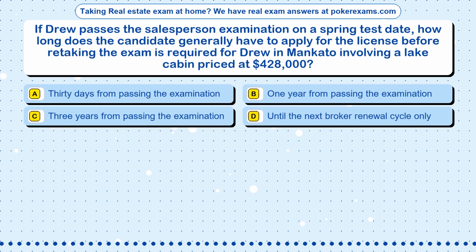Question 74. If Drew passes the salesperson examination on a spring test date, how long does the candidate generally have to apply for the license before retaking the exam is required for Drew in Mankato involving a lake cabin priced at $428,000? Option A. 30 days from passing the examination. Option B. 1 year from passing the examination. Option C. 3 years from passing the examination. Option D. Until the next broker renewal cycle only.